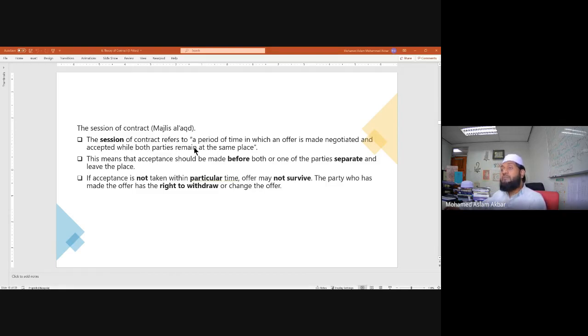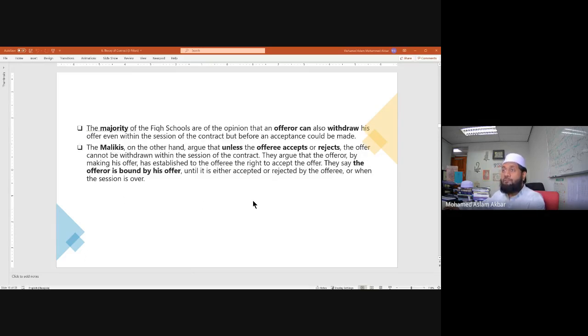The session of a contract refers to a period of time in which an offer is made, negotiated, and accepted while both parties remain at the same place. This means that acceptance should be made before both or one of the parties separate and leave the place. If acceptance is not taken within a particular time, the offer may not survive. The party who has made the offer has the right to withdraw or change the offer. The majority school of thought is of the opinion that an offerer can also withdraw his offer even within the session of the contract, but before an acceptance could be made. So he can actually cancel before the thing happens.